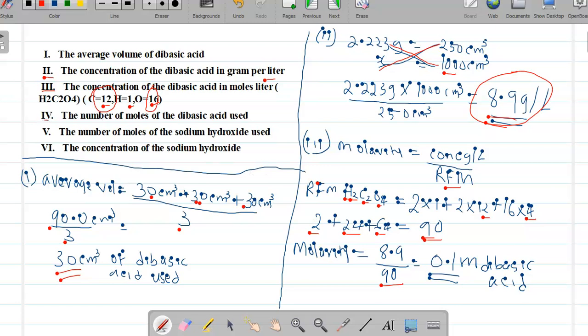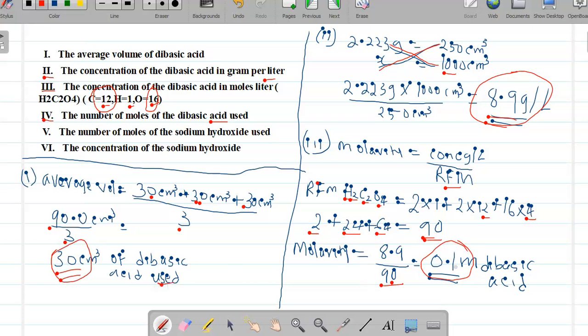So we have Roman 4. Roman 4 is asking the number of moles of the dibasic acid. To calculate the number of moles of the dibasic acid, you have the molarity here. This is the new molarity that you have obtained, 0.1 molar. You have also the volume used of the dibasic acid.